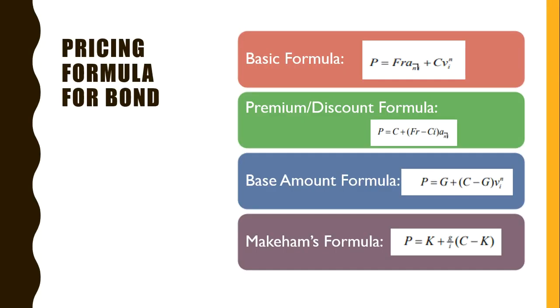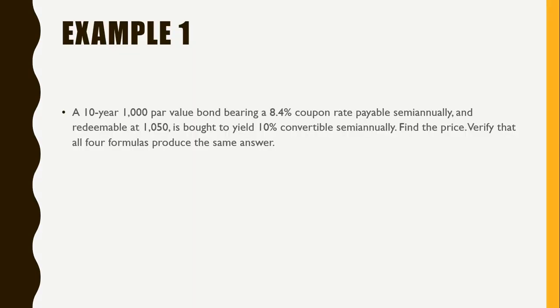There are four methods to look for the price, which are the basic formula, premium-discount formula, base amount formula, and Makeham's formula. The four formulas actually give the same answer. So we look at the first example. A 10-year £1,000 face value bond bearing an 8.4% coupon rate payable semi-annually and redeemable at 1,050. It is bought to yield 10% convertible semi-annually. Find the price and verify that all four formulas produce the same answer.